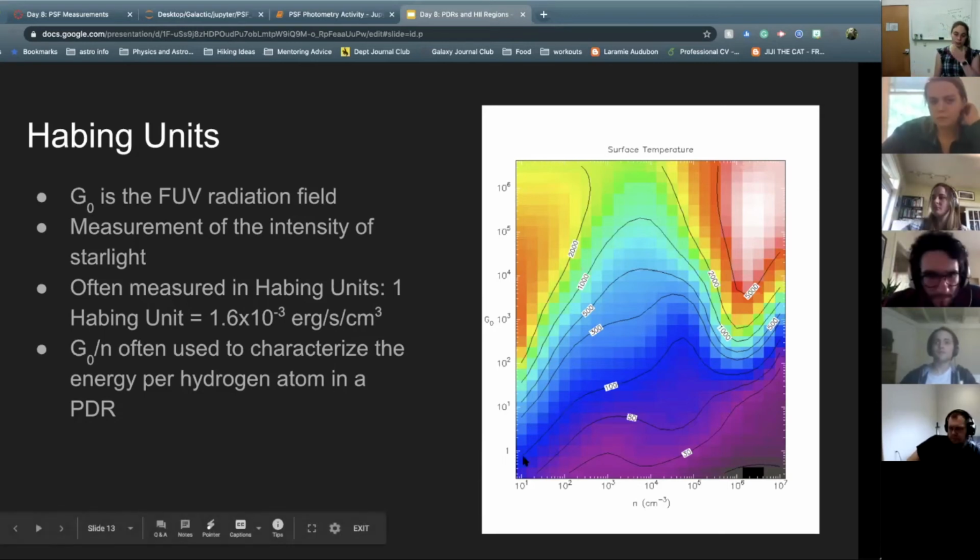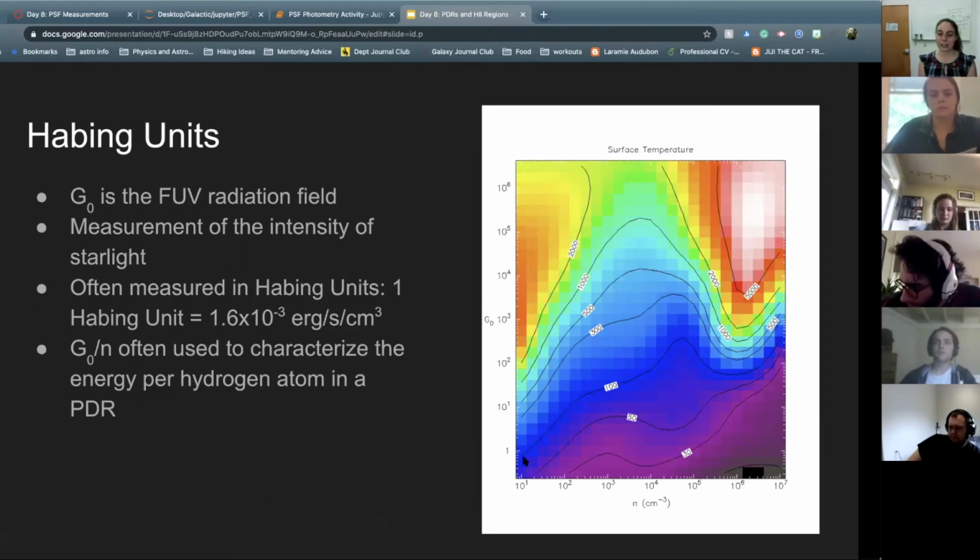Again, I don't want you to try to sketch this out or anything, just something you should see. This is a PDR model and is something that is often used to determine the conditions within a photodissociation region. And typically you're plugging in different values to try to figure out what the most likely G naught and N's are, the FUV radiation field and densities within your region. So, yep, I think that was most of what I wanted to say about PDRs. Does anyone have any questions before we move on to GMCs?